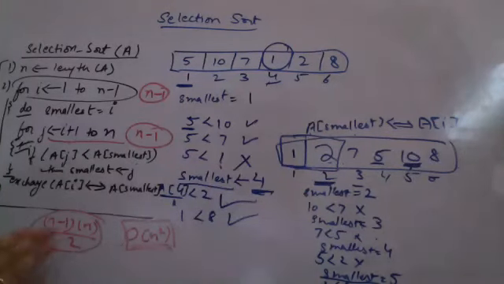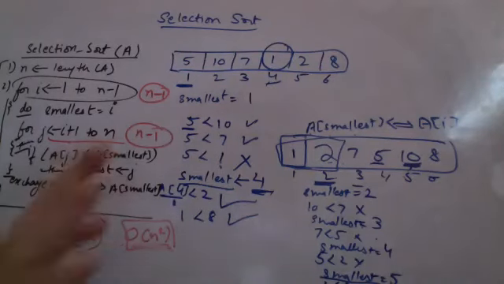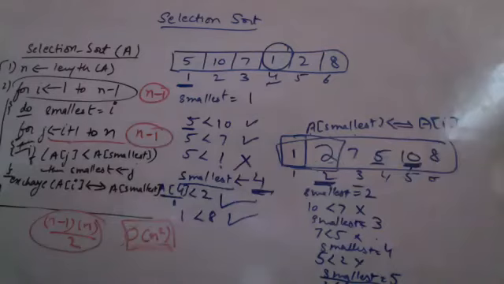Is it clear to all? So for selection sort, the average, best and worst case complexity would remain of the order n square. Is it clear to all of you?